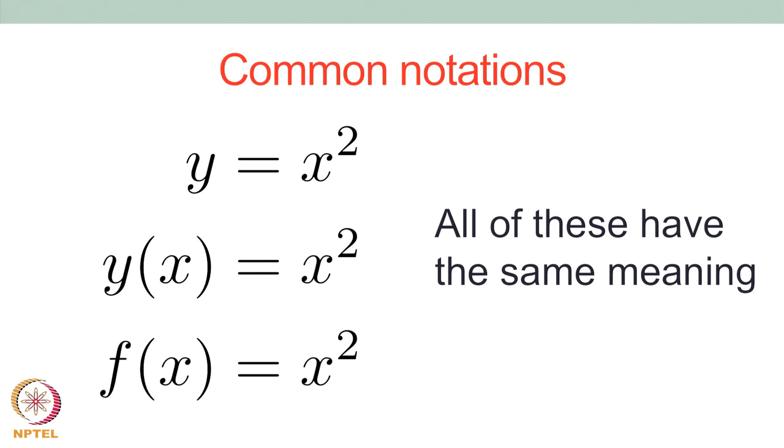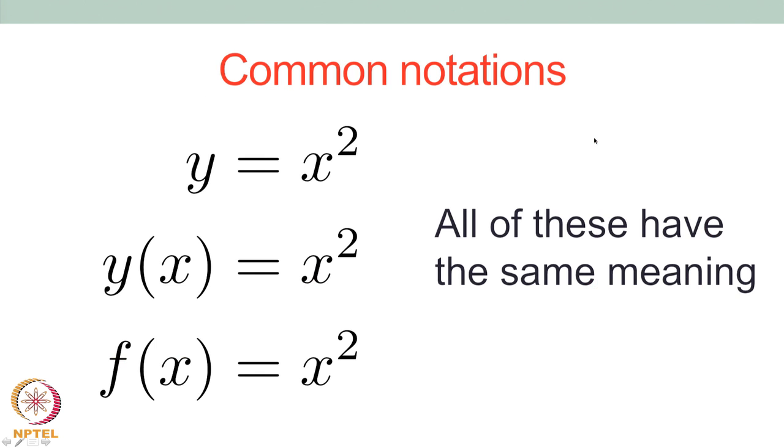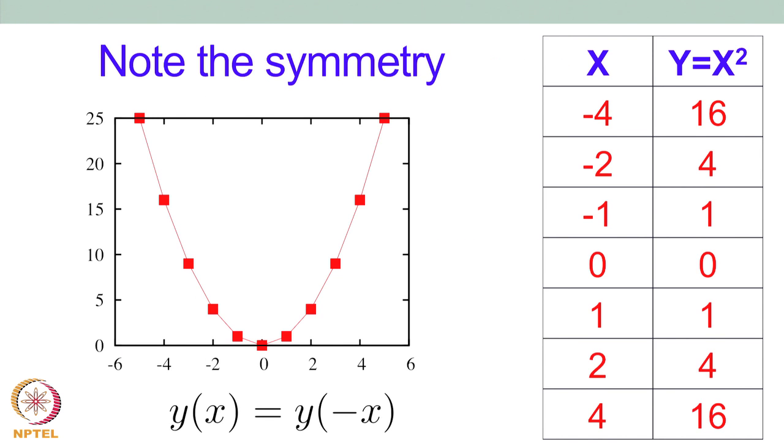So in this graph that we have here, we have y is equal to x square, where we had only the positive values of x. But we might also want to plot the negative values of x, that is, we started from 0. So what if x is minus 1? If x is minus 1, minus 2, minus 3, we can examine that.